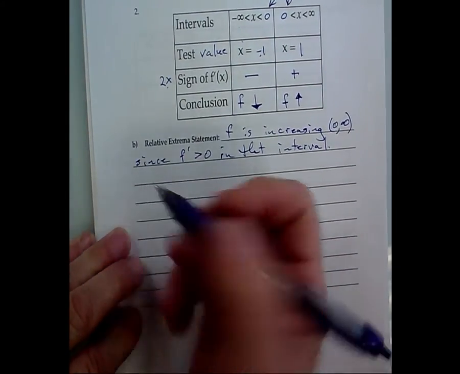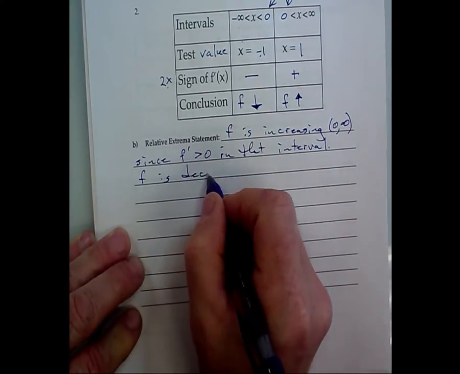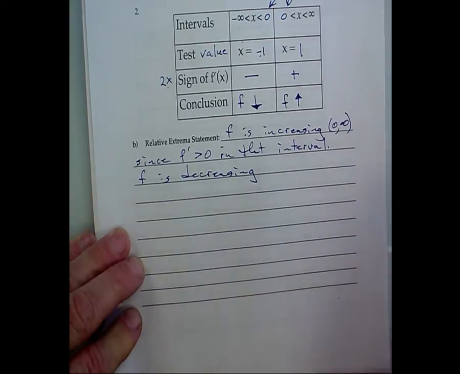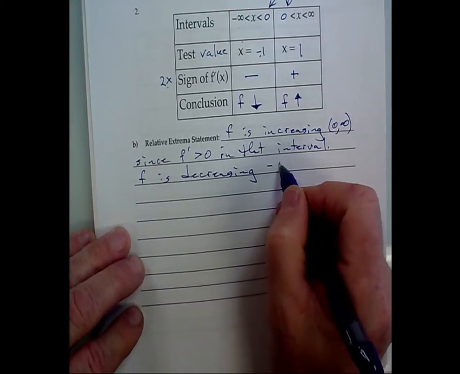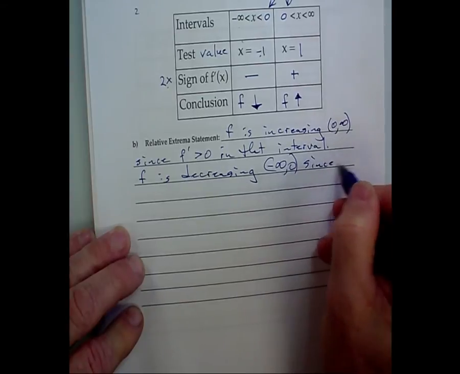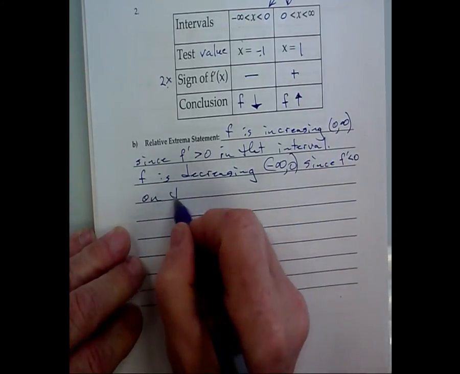Okay, so then I'm going to say f is decreasing on what interval, Savannah? Negative infinity to 0, since f prime is less than 0 on that interval.